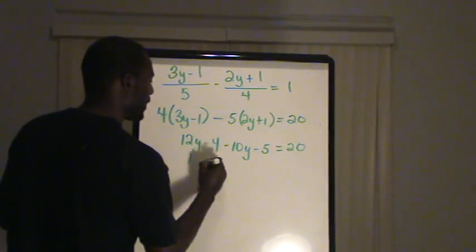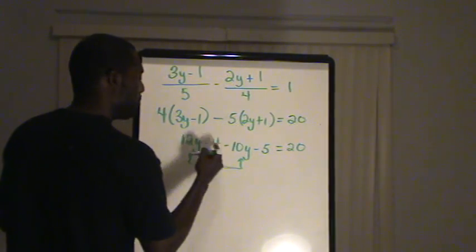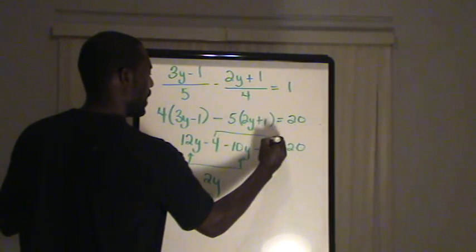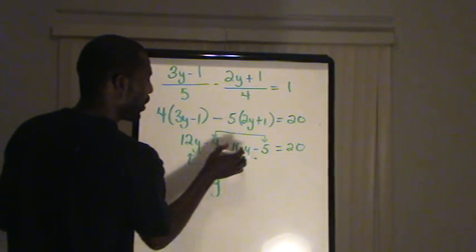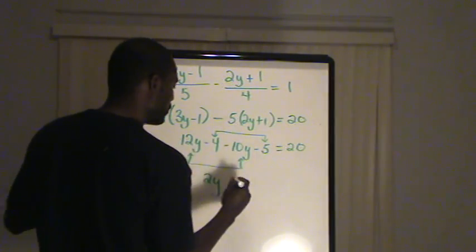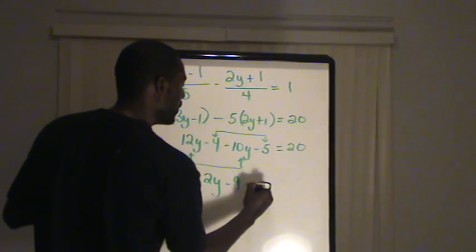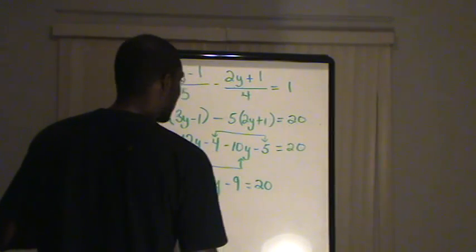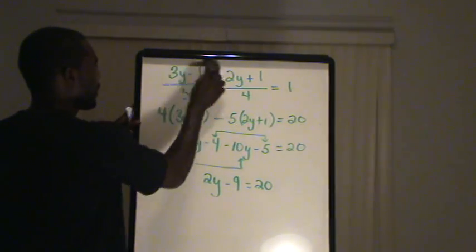If I combine like terms, 12y minus 10y is 2y. And then negative 4 minus 5, the signs are the same, so I add these two numbers and I keep that sign, and that's equal to 20. And now it's just time to do the classic two-step, and we're finished with the problem.